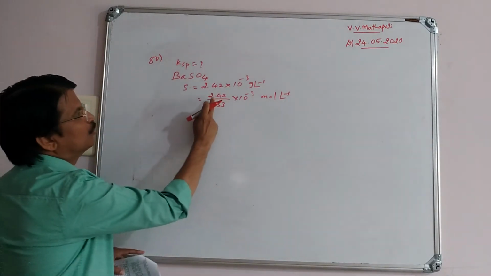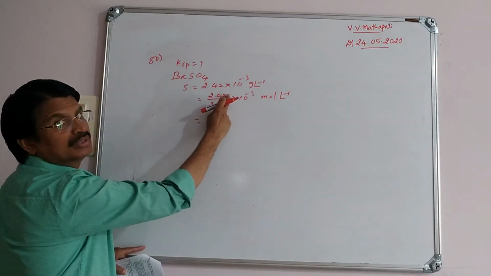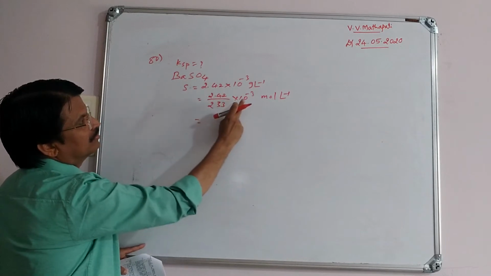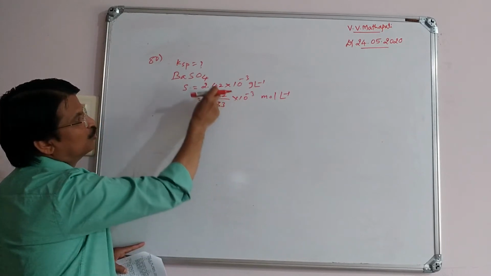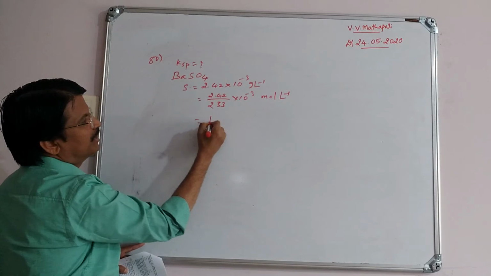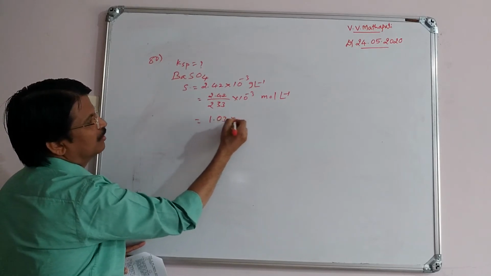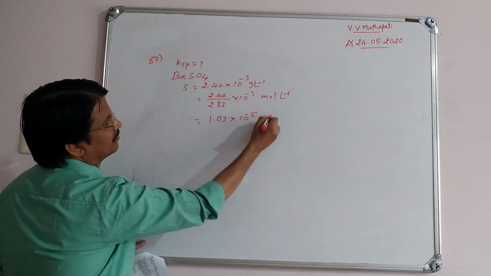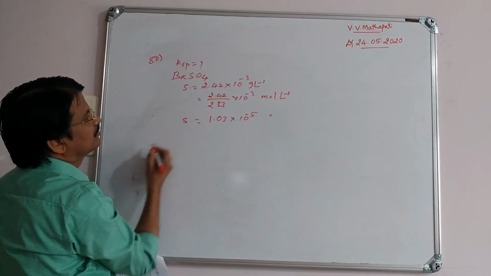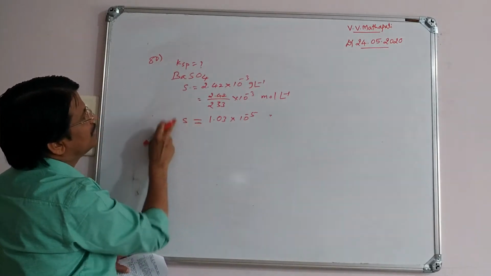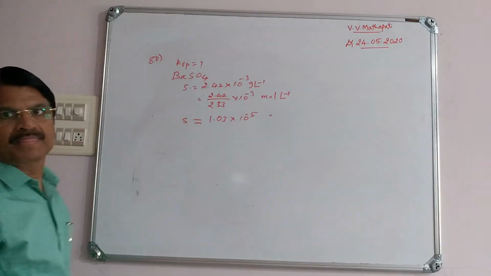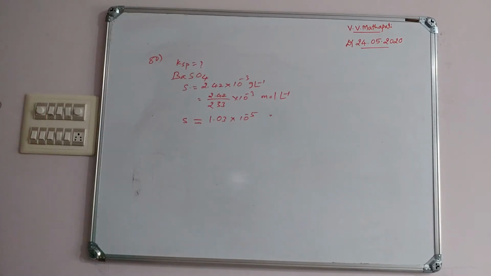Now you can see 242 into 10 raised to minus 2 by 233. 242 by 233, we get the answer 1.03 into 10 to the power minus 5. This is S, the solubility value, the solubility of barium sulfate.